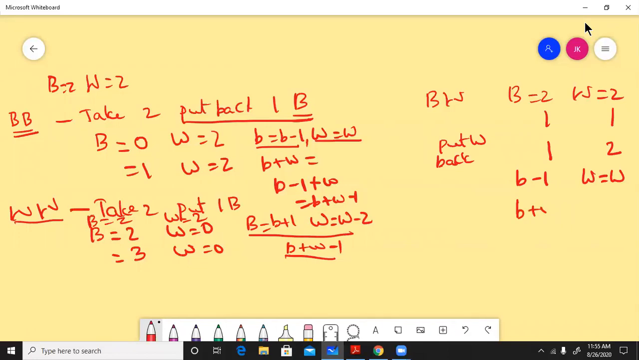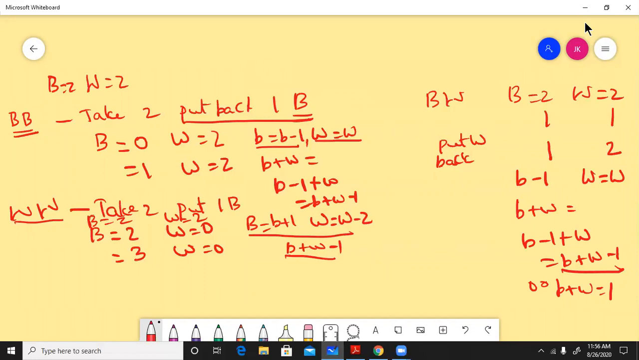So what is my B plus W once again over here? B minus 1 plus W, which is equal to B plus W minus 1. So in all the three cases, when I add finally my B plus W minus 1, or my B plus W is equal to 1, we will get at least one ball remaining. This is our general explanation. This is the conclusion for all the three cases.